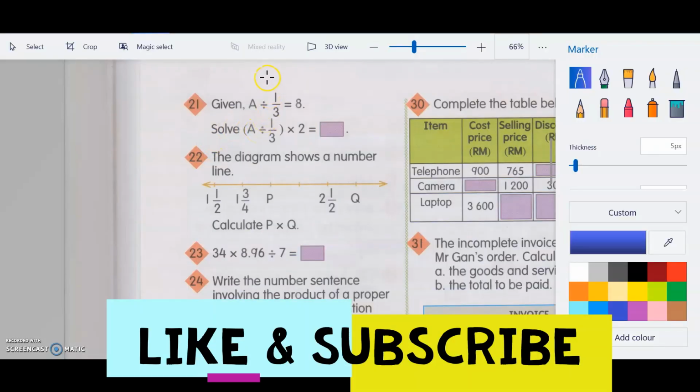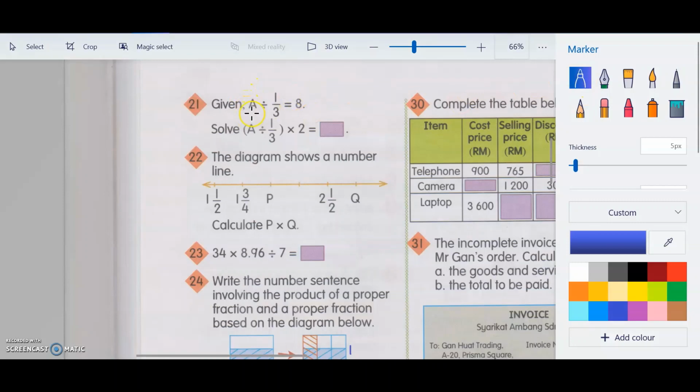Okay, for question 21, we are given a divided by 1 over 3 equals 8. So this equation here is 8. The question asks us to solve the same equation times 2. So now we just have to times 2. 8 times 2 is 16.